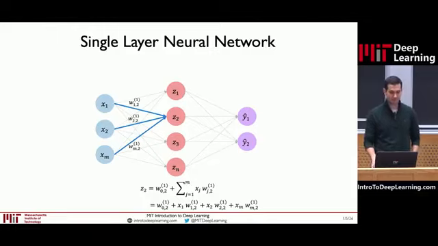If we took a different node, like Z3, for example, it would look also the exact same, except its weights would be different than Z2's weights. The inputs are the same, but they see different weights.